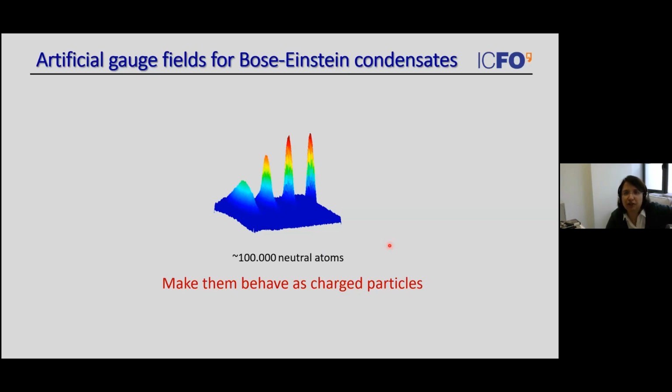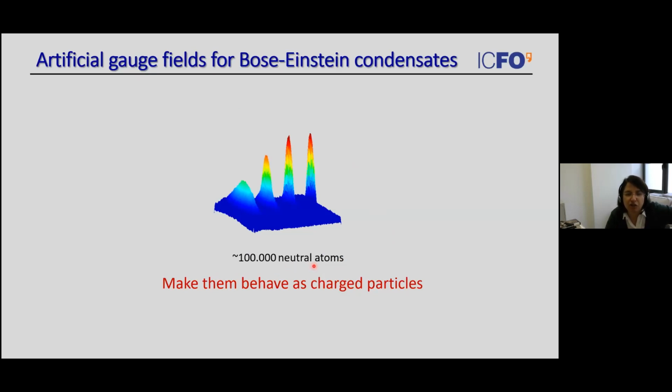We study Bose-Einstein condensates for quantum simulation. So this is a typical picture of what we study in our lab. So it's a BEC of about 100,000 neutral atoms of potassium. And the goal of my talk today will be to make them behave as charged particles, these neutral atoms.